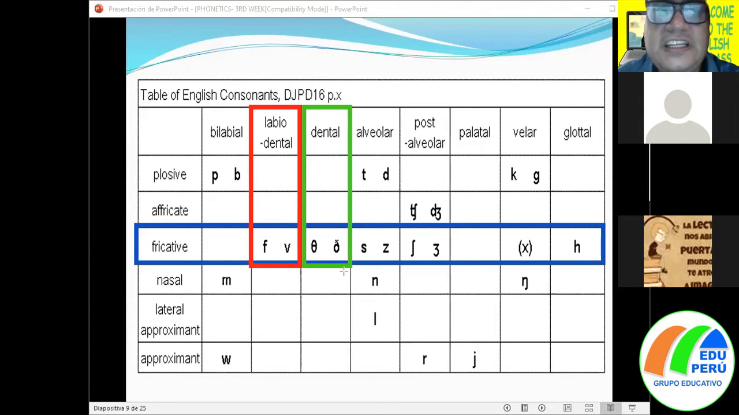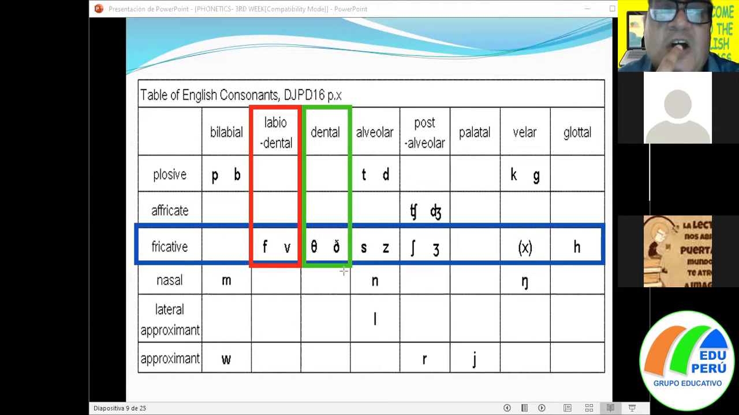This is the first. The second, the same, but now with vibration. Notice here the difference. The place of articulation is the same for both sounds. You place your tip tongue between your teeth, all right? And release the air. The difference is in the vibration. The first sound is voiceless, no vibration.